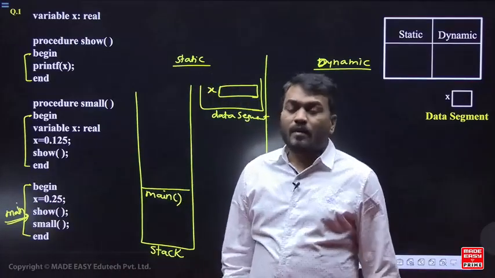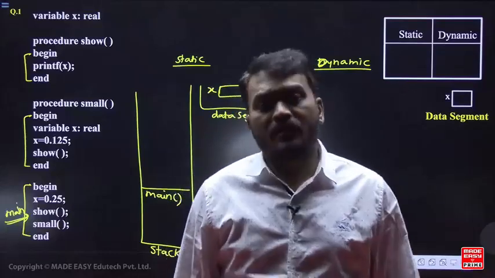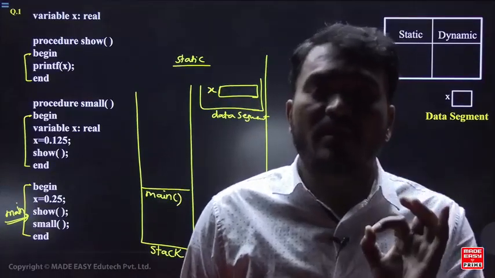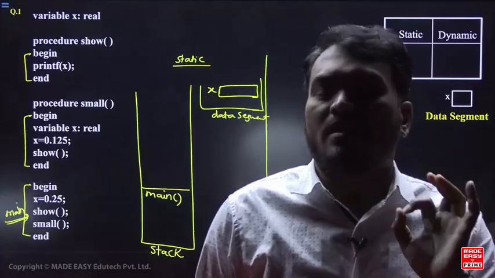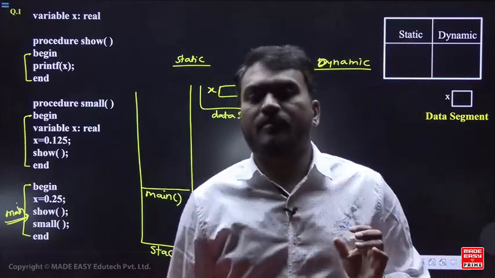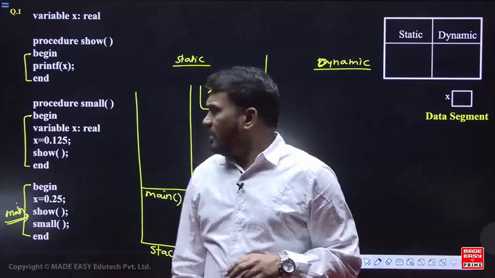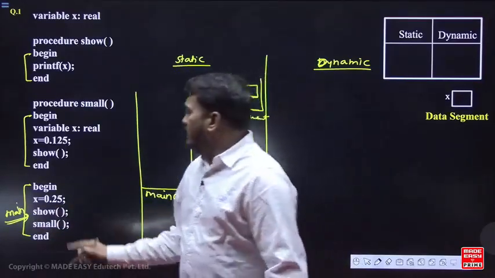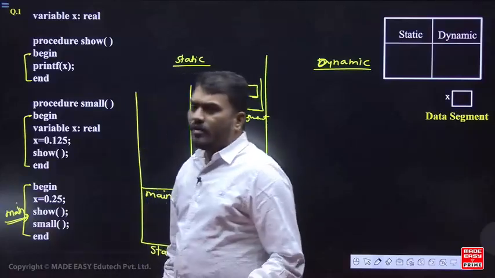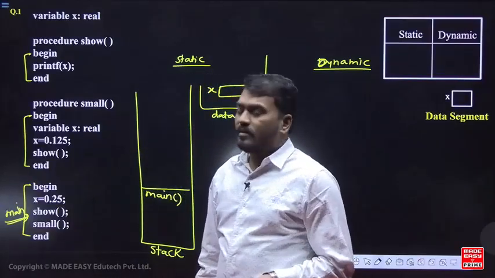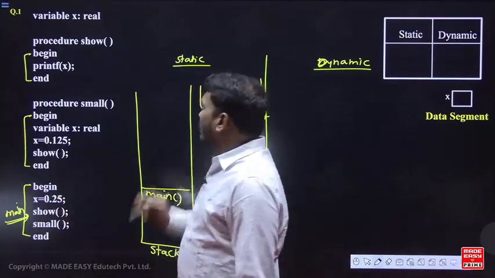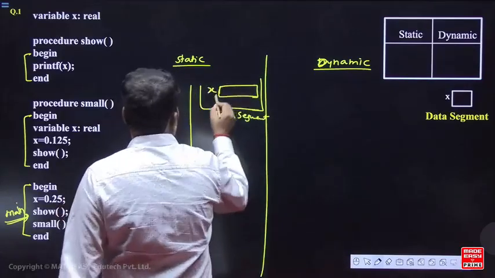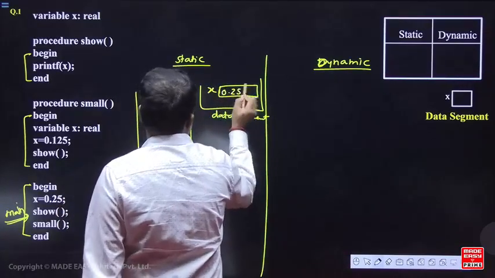So x equal to 0.25, that is a free variable. What is the definition of a free variable? All of you revise yesterday's notes, every point very carefully. So x equal to 0.25 is a free variable because it is not declared in the main function but used in the function. For a free variable under static scoping, you update the global. So in the global you update this as 0.25.